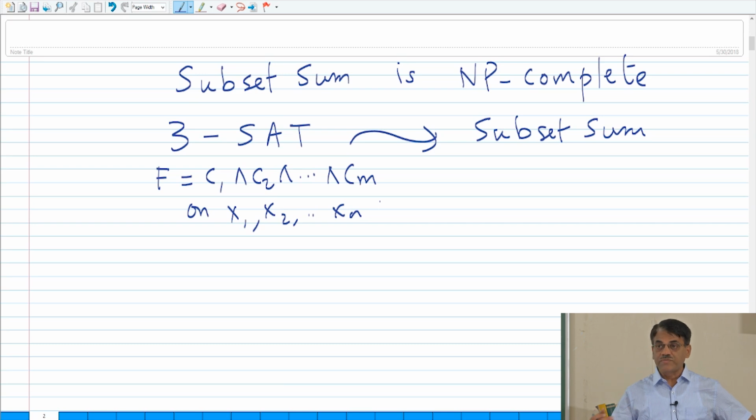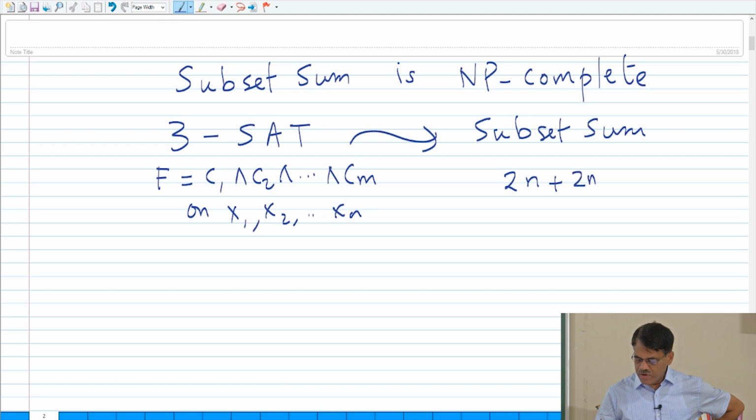I want to produce a set of numbers and a target W, that is my goal, right. So, I am going to produce a set of numbers and a target W such that this formula is satisfiable if and only if there is some subset of this set of numbers that adds up to W. So, the set of numbers I am going to have, we will have 2n plus 2m numbers.